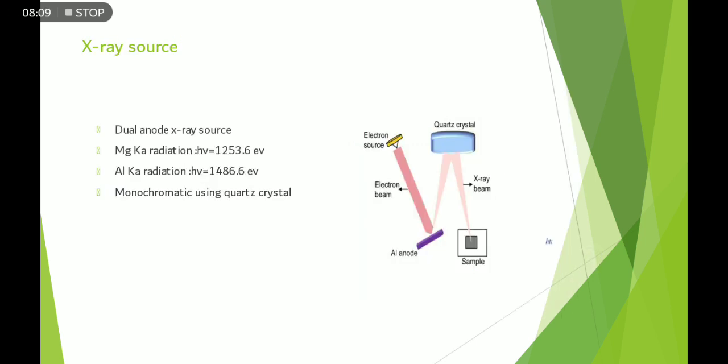What is an X-ray source? A dual anode X-ray source uses two kinds of anode. Magnesium K-alpha has 1253.6 electron volts, and aluminium K-alpha has 1486.6 electron volts. Monochromatic sources use a quartz crystal. Here is a diagram. We can see in bluish color a quartz crystal, which is attached to the sample and aluminium anode. X-ray light comes from the quartz crystal, and the electron source is also connected to the electron beam.